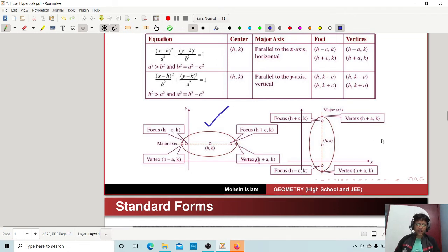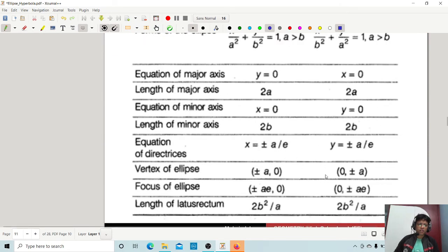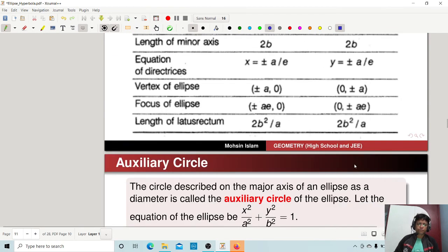This is the first diagram, and also you can check the focus given here and the center is h, k, and the major axis is parallel to the y-axis. If this is the form, b square is more than a square, then you can calculate the foci and the vertices. Again, the chart in much simpler form.